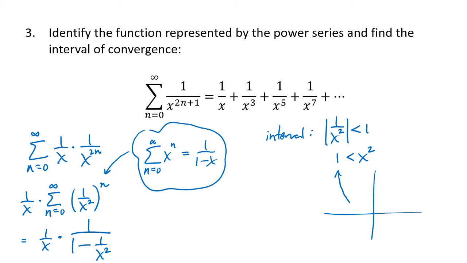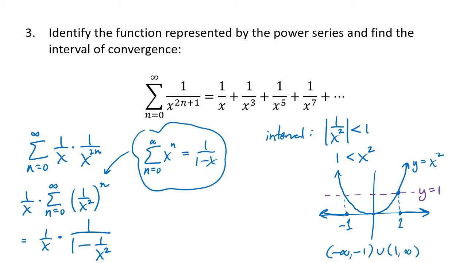Well, we can think about this graphically. Here's y equals x squared. Here's y equals 1. And so what we want to know is, when is my x squared function greater than 1? Well, that's going to be from this point to the right and from this point to the left. This point is positive 1 and this point is negative 1, because that's where x squared equals positive 1. And so again, here our interval is minus infinity to minus 1 or 1 to infinity.